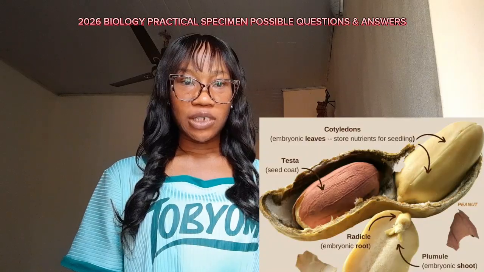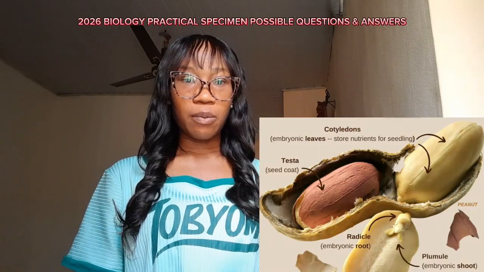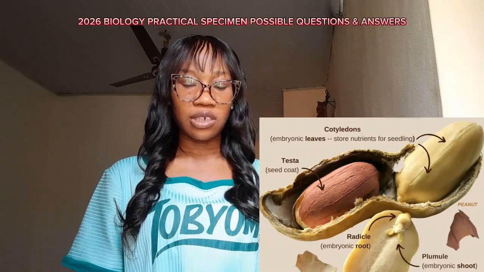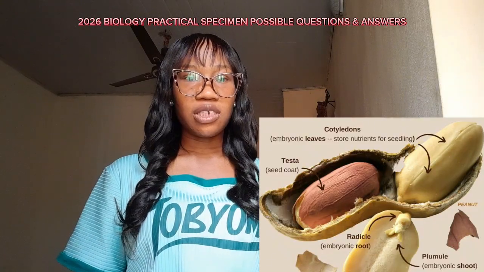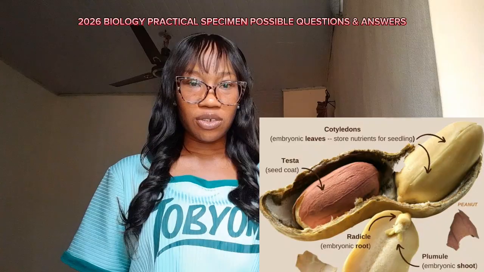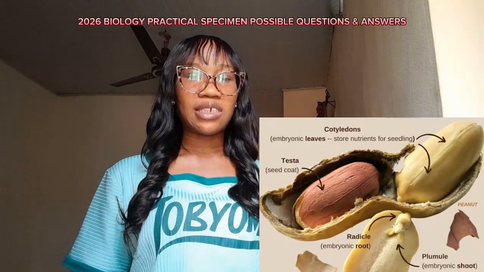Okay, you can see on your screen that we have the granite before you. That's a picture. It shows the granite in the pod. Now, what type of fruit is a granite? That's a possible question. Identify specimen A. Don't just call it a granite. Call it a granite seed inside the pod.